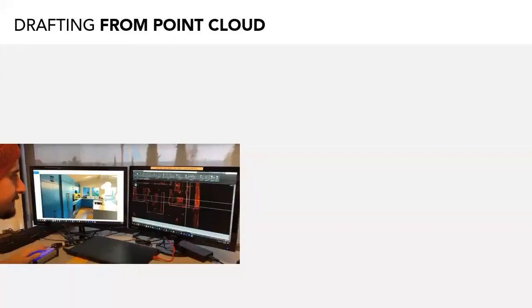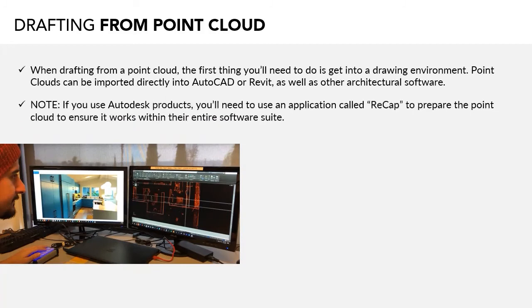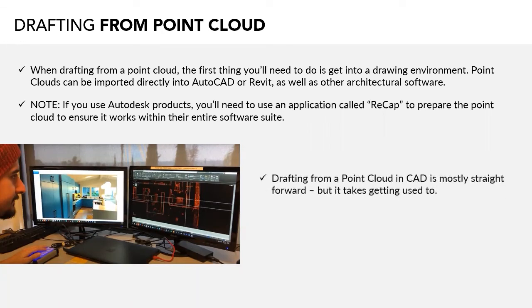All right, thanks, Cam. Okay, so we'll take a trip back to that laser scanning survey method and talk about doing the same drafting work, but using the point cloud data that we've created instead. When drafting from a point cloud, the first thing you'll need to do is get into your drawing environment. Point clouds can be imported directly into AutoCAD or Revit, as well as other architectural software that supports point clouds. One note, if you use Autodesk products, you will need to use an application called Recap to prepare the point cloud to ensure it works with their entire software suite.